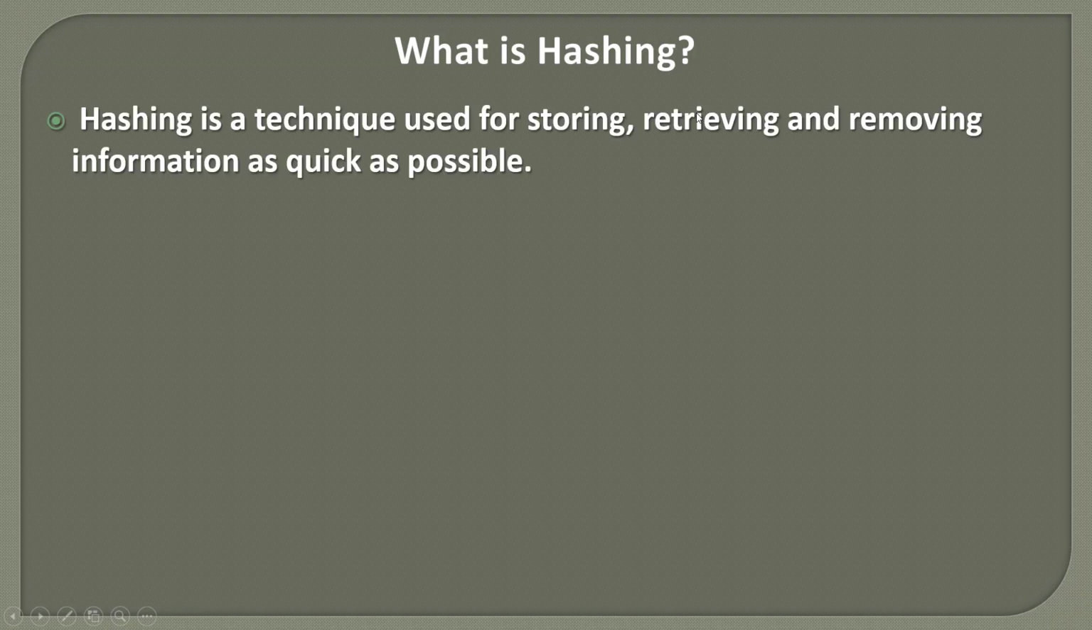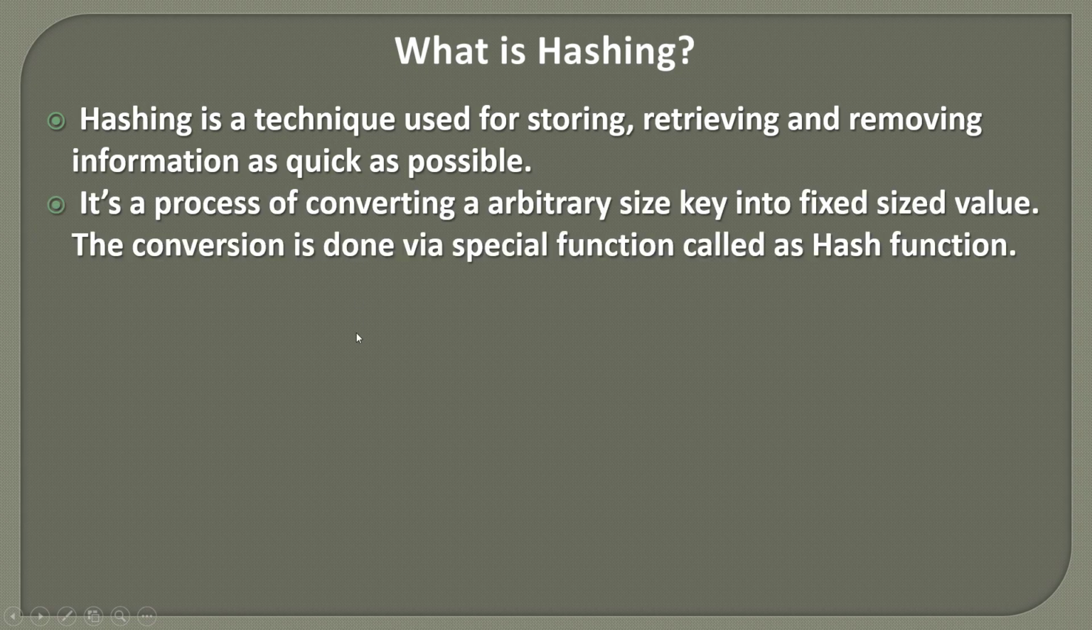Now what is hashing? Hashing is a technique which is used for storing, retrieving and removing information as quickly as possible. And how we perform hashing is, it is a process of converting an arbitrary size key into a fixed size value. So what we are simply saying is, let's suppose we have keys which are huge, let's say the Aadhaar card number or social security number.